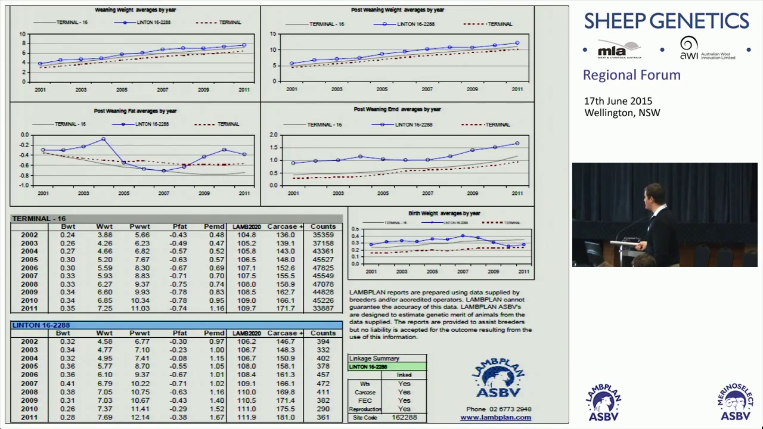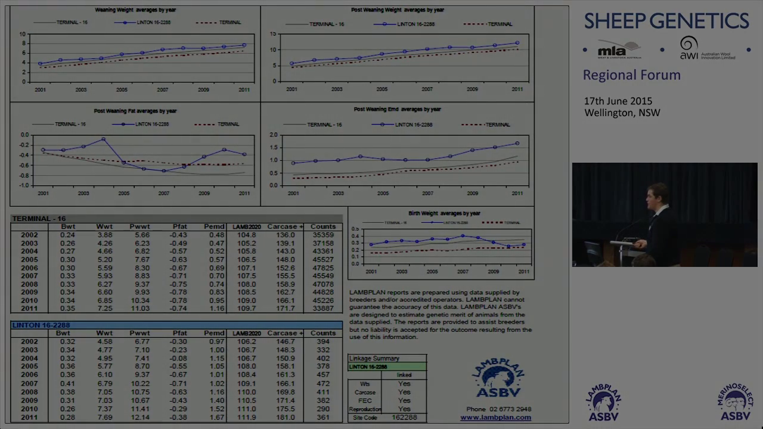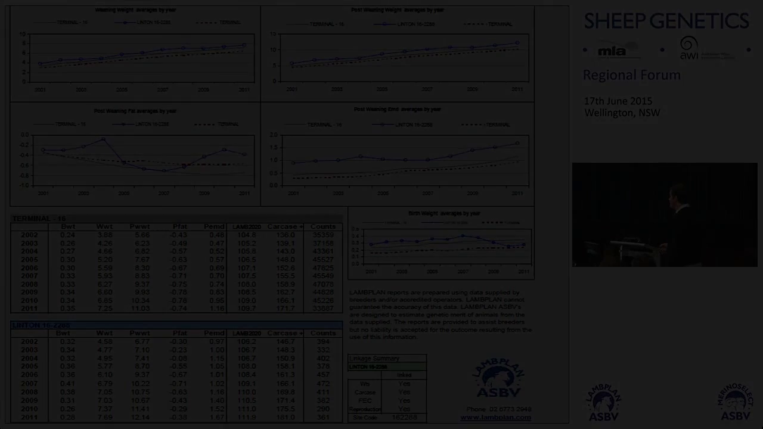We've got your averages per trait against the terminal. So if you're a White Suffolk, that'd be 23. So just a bit of an idea for that. Okay.